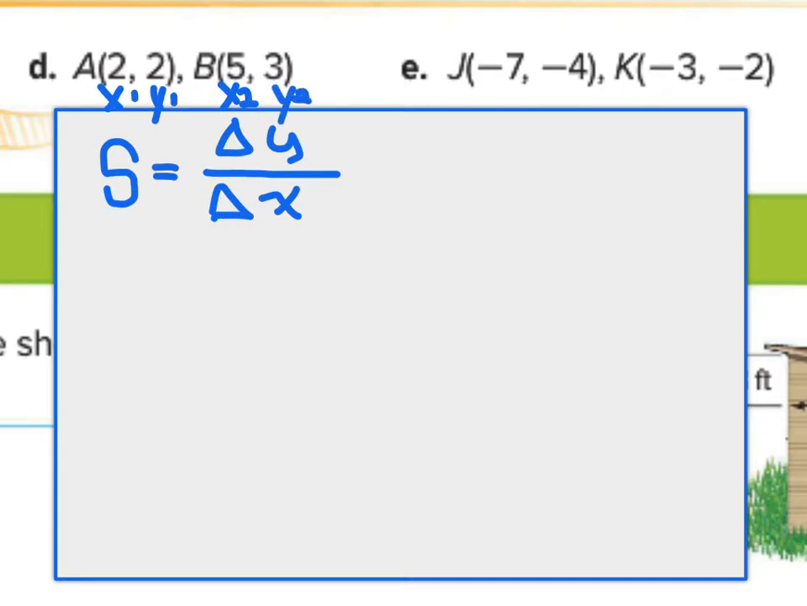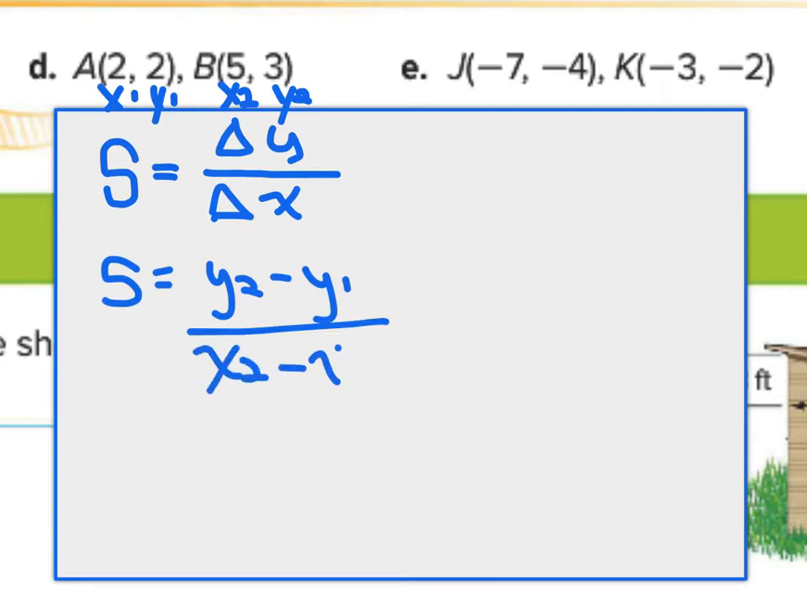Okay, so I'm now going to subtract. It doesn't matter which one you subtract first, as long as you keep them separate. So if you want to subtract the ones from the twos, you can, or the twos from the ones, you can, as long as you do it uniformly. So I'm going to subtract the smaller numbers from the larger numbers. So I'll take x2 minus x1. Oh, not x's, sorry. I'll erase that. I meant to write y and y. y2 minus y1 over x2 minus x1.